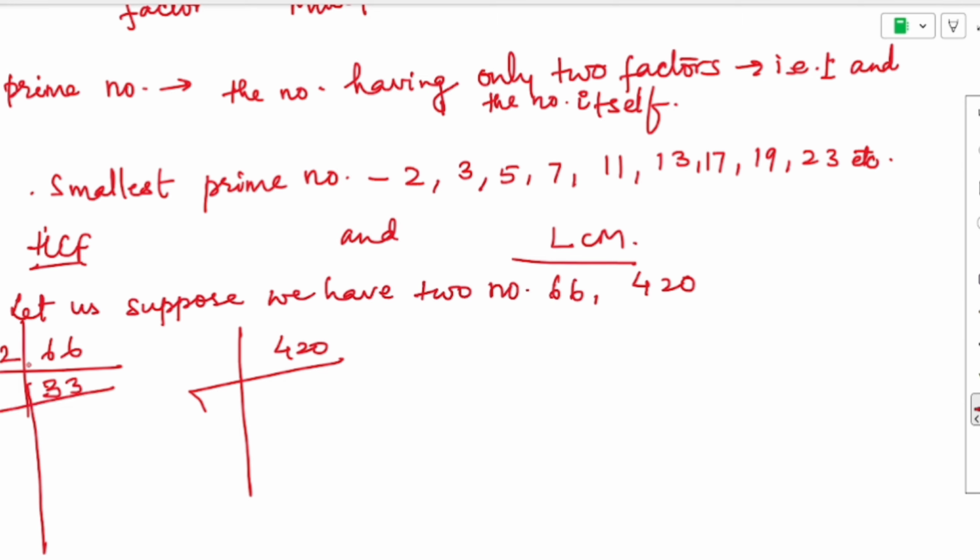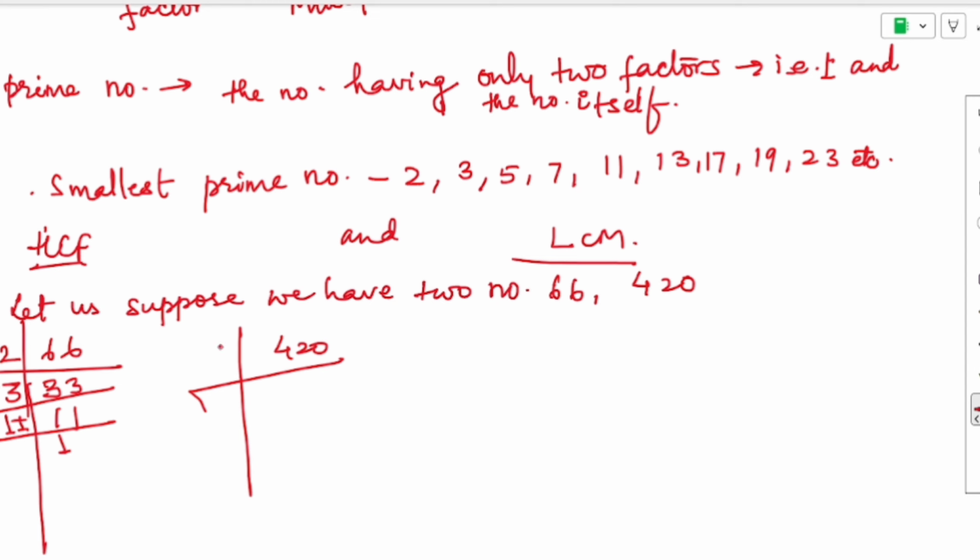Now 33 is not divisible by 2, so we use the next prime number, that is 3, and 33 is divisible by 3, and now we get 11 over here. So 11 is divisible by 11 itself only. So we got the prime factors of 66: 2 into 3 into 11.